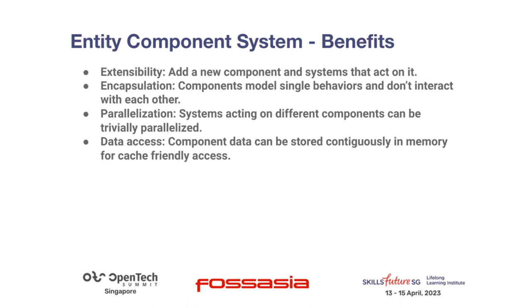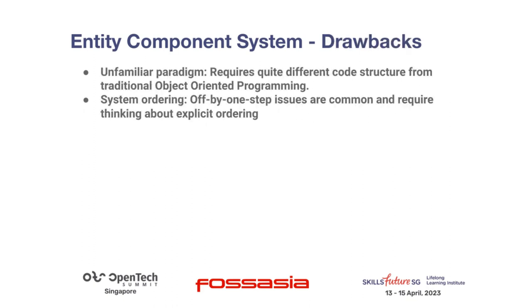So the idea is that because all your systems connect on different types of data, they can be trivially parallelized, because it's very easy to detect whether they need to access the same data or not, and to make them parallel if that is not the case. And from a performance point of view, it's a bit more of an implementation detail, but usually it's much more cache friendly, so it can perform a lot better than normal object-oriented programming, but this depends more on the implementation.